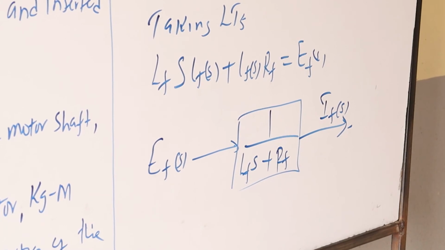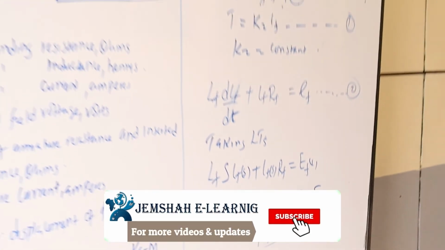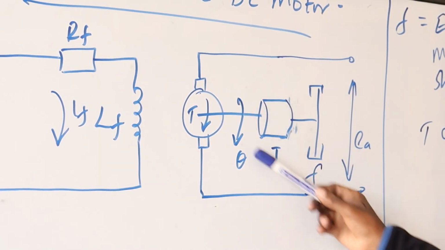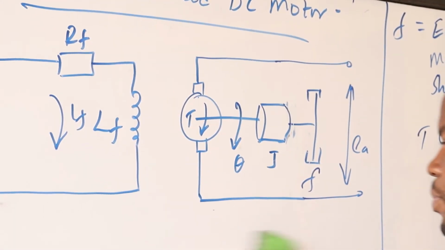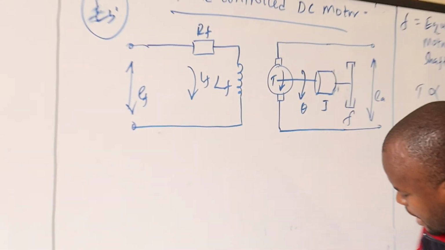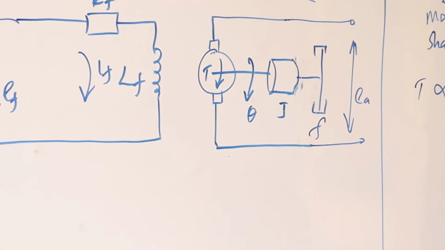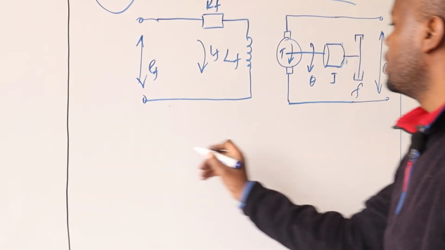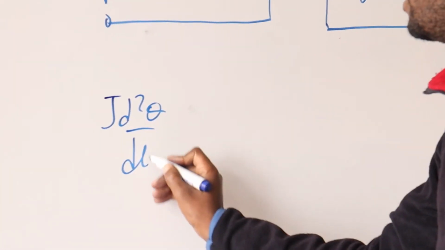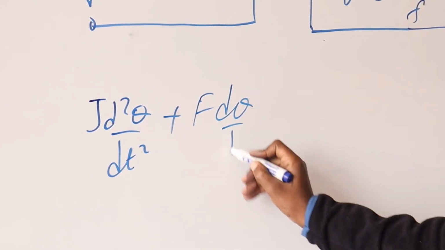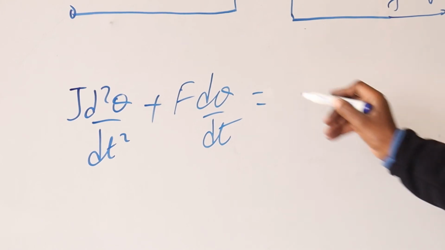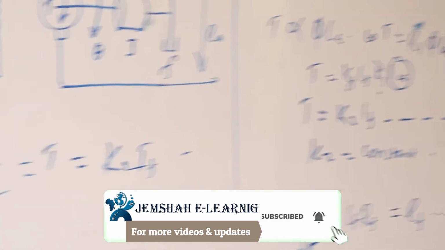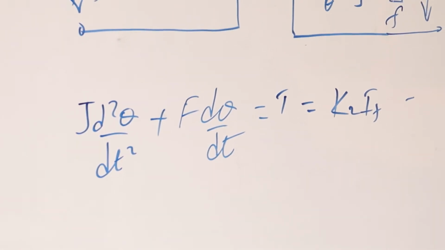Then again, we now look at the motor torque equation. We look at the elements for theta. There are two elements: the moment of inertia and the viscous friction. So we can get the integro-differential equation relating to that: the moment of inertia J d squared theta over dt squared plus F d theta over dt should be equal to the torque, which is K2 I_f, which is equation 1. We can call that equation number 3.